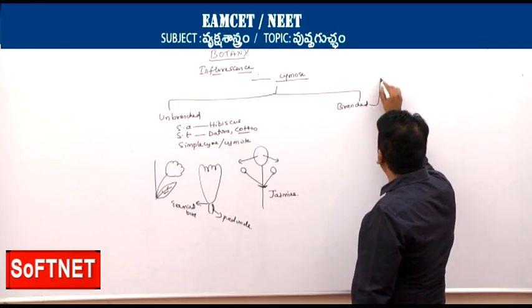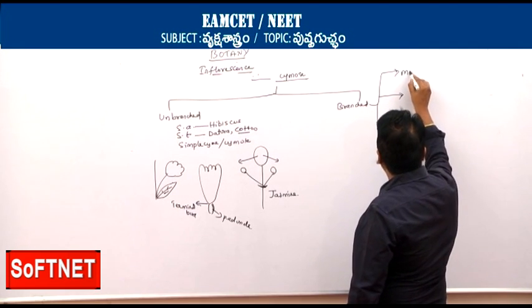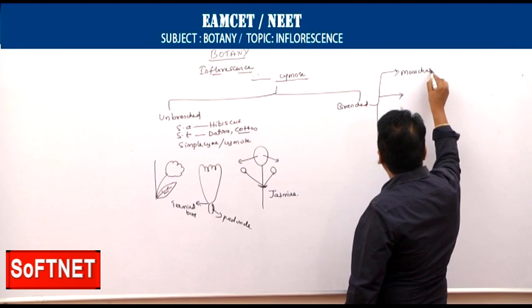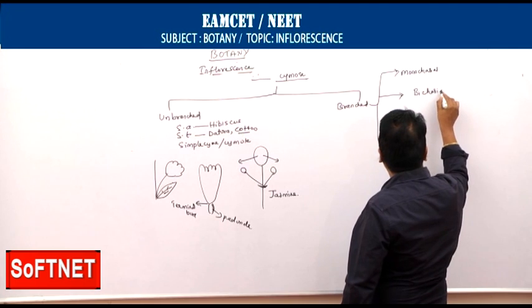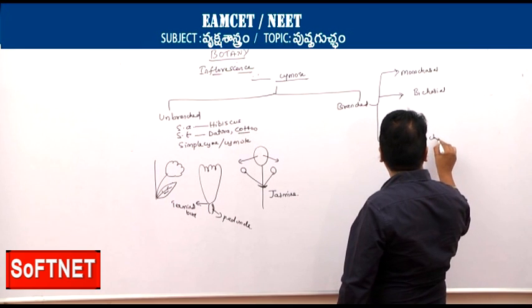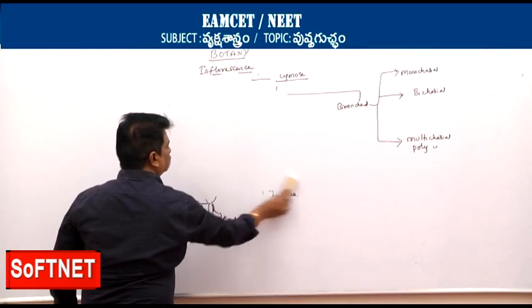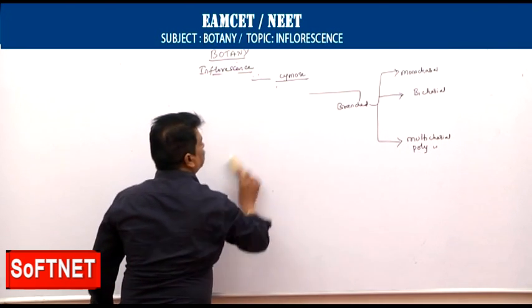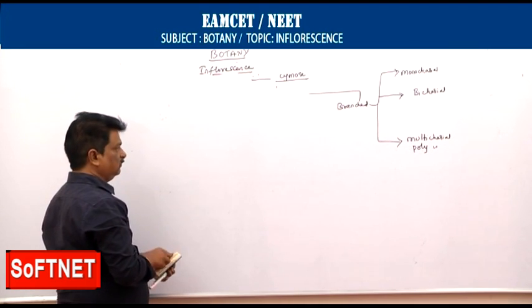Next one, branched cymes, based on the number of branches. Branched cymes are divided into three types. One is monochasial, second one dichasial, and third one multichasial, also called polychasial. In monochasial, every time one branch is formed, that branch is terminated with flower.